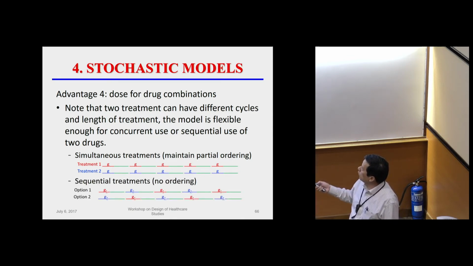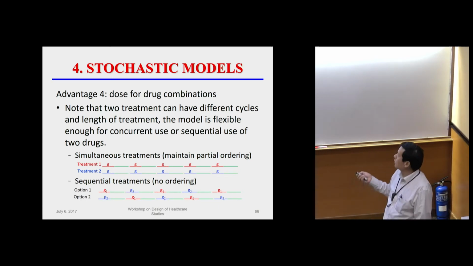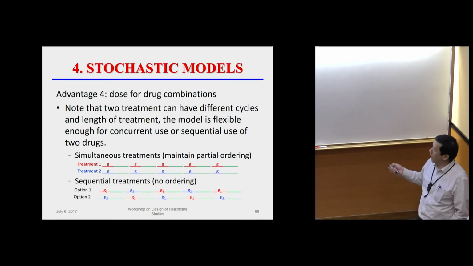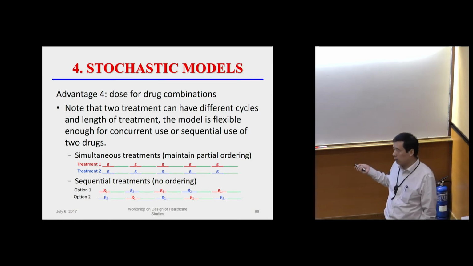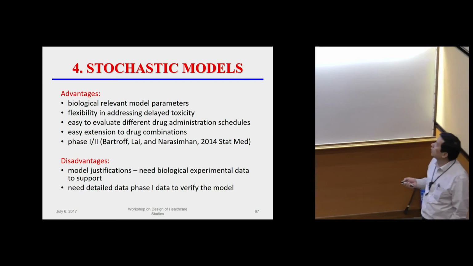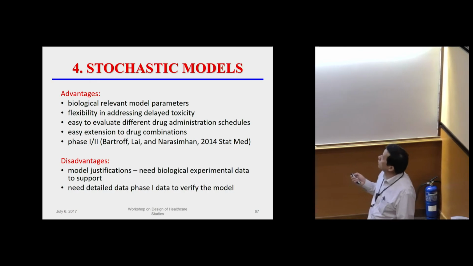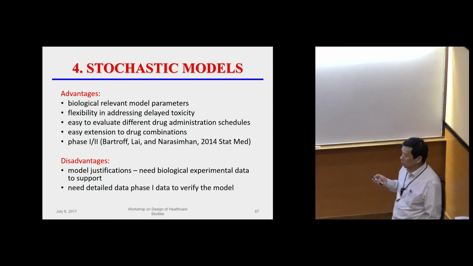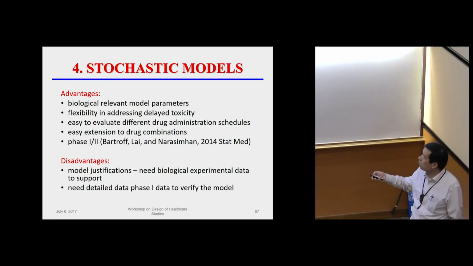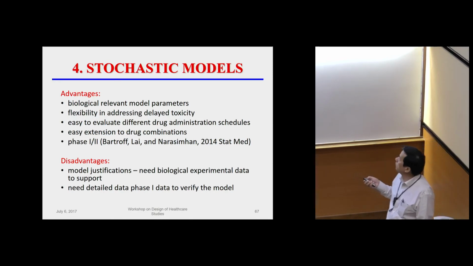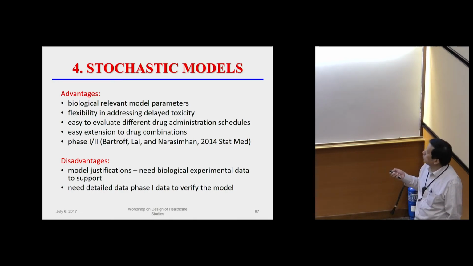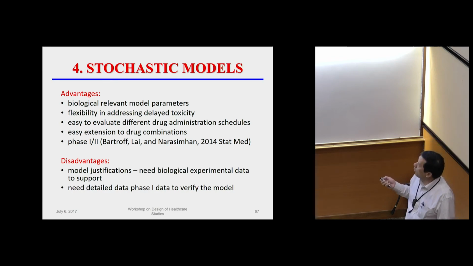However, if I alternate, either I use drug 1 first, then drug 2, drug 1, drug 2, or drug 2, drug 1, there's no order. These are just 2 options, sequentially different, so you cannot order them anymore. But by cumulative dose, we can calculate this. So that's the advantage. I think partially the advantage here is the biologically relevant parameters. And you can calculate those stopping, continuing, all models.